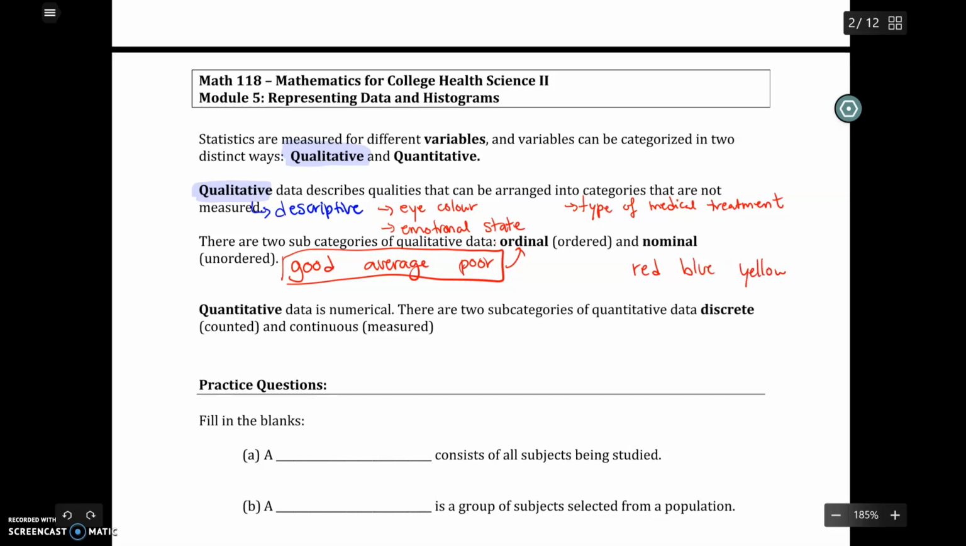Of course, we could alphabeticalize nominal categories or those sorts of things, but they're not actually ordered. They couldn't be put on a line from better to worse or higher to lower. Okay.